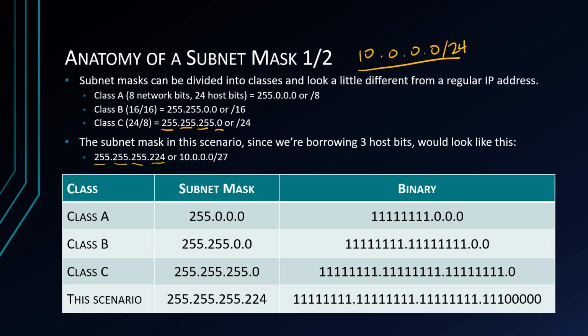255.255.255.224, or 10.0.0.0/27. And that's because when we borrow from the final octet, we put the bits in the leading ones, or leading bits. So that would be right there. And we'll talk about that in just a second.